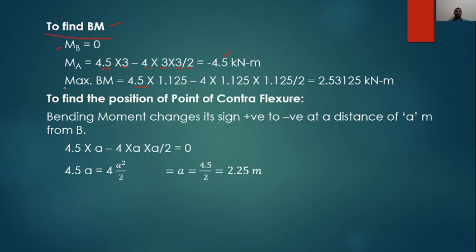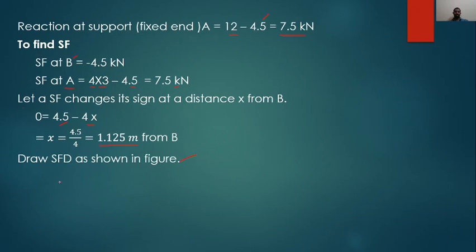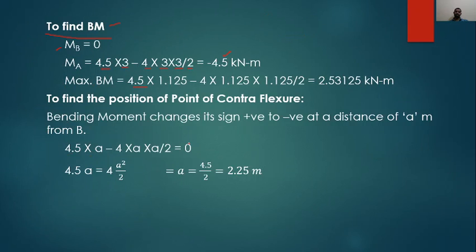Then we are going to calculate maximum bending moment, and we know maximum bending moment occurs at a point where shear force changes its sign. Here shear force changes its sign exactly at 1.125 meters from B, and therefore calculating at the point where distance is 1.125 meters gives the maximum bending moment. 4.5 into 1.125 minus 4 into 1.125 into 1.125 by 2, and we calculate it as 2.53 kilonewton meter.